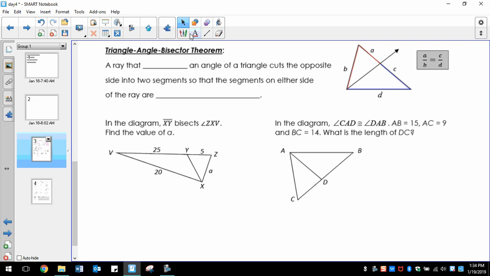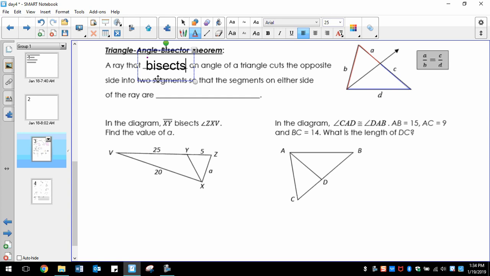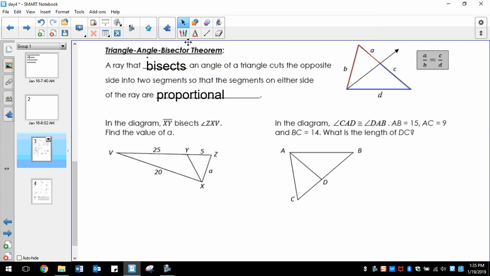The second thing we're going to talk about is the triangle angle bisector theorem. So this says that a ray that bisects an angle of a triangle cuts the opposite side, so that's the side opposite the angle, into two segments so that the segments on either side of the ray are proportional. Okay. So basically, you need to have this information in the picture. I didn't add it there because I wanted you guys to do it by hand.